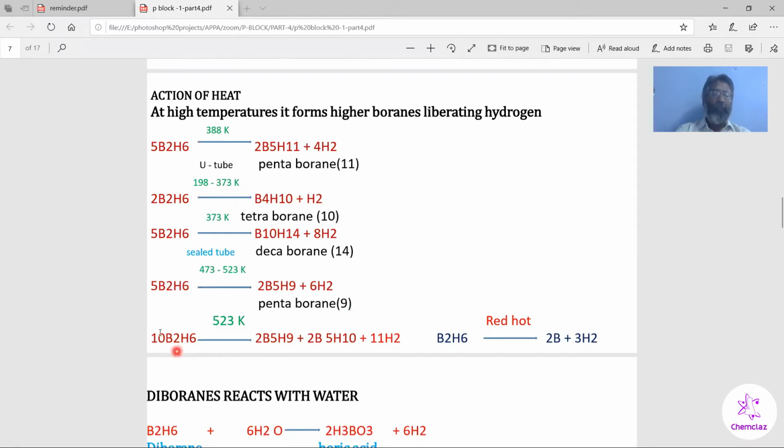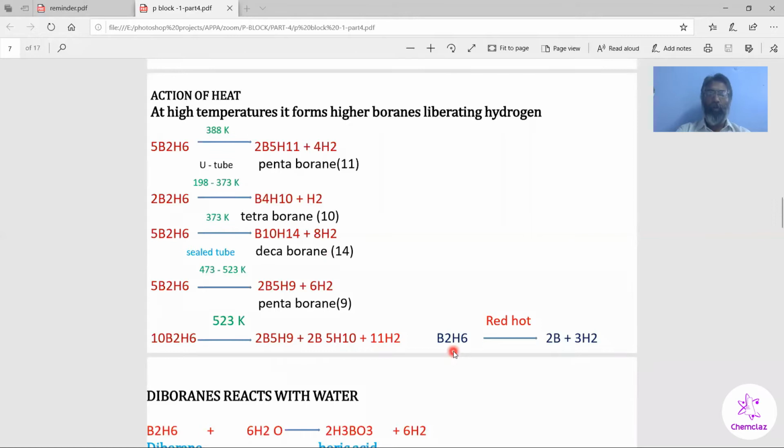Then if we take 10 moles of diborane at the temperature of 523 Kelvin, you are getting the mixture of pentaborane-9 and pentaborane-10 along with hydrogen. So from the product you can see that different quantities of reactant at different temperatures give different types of borane.